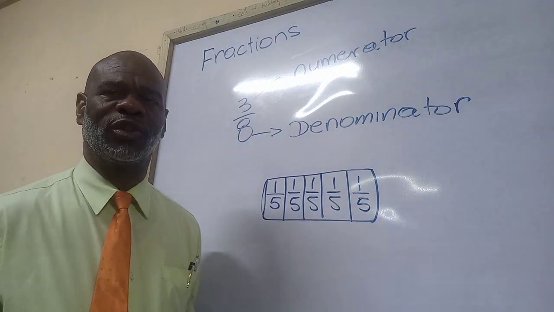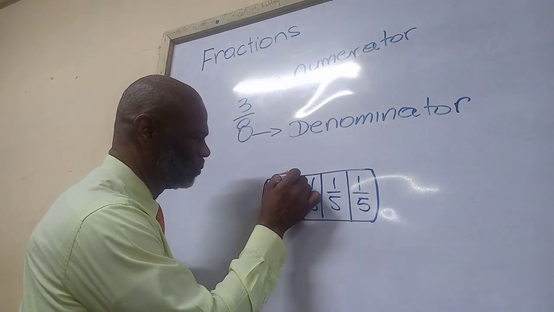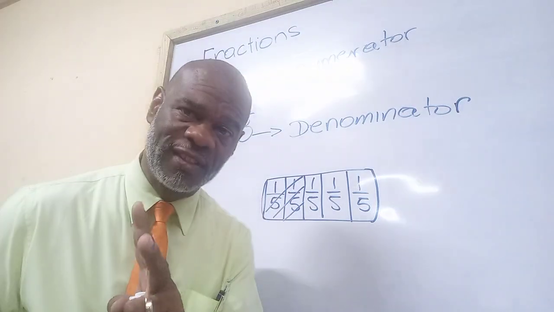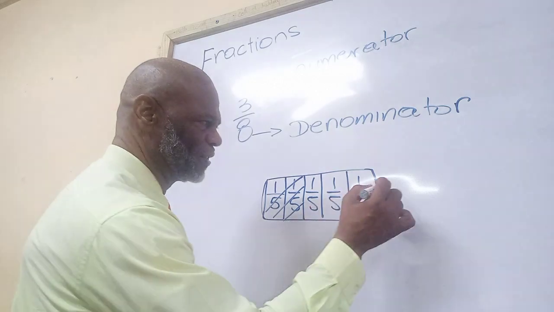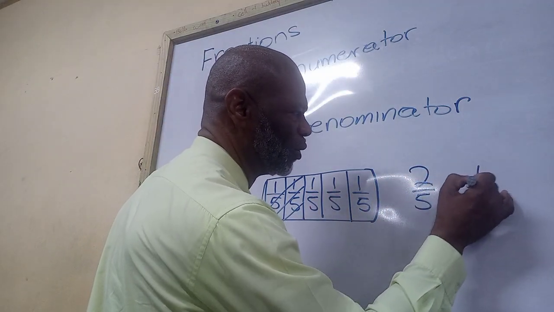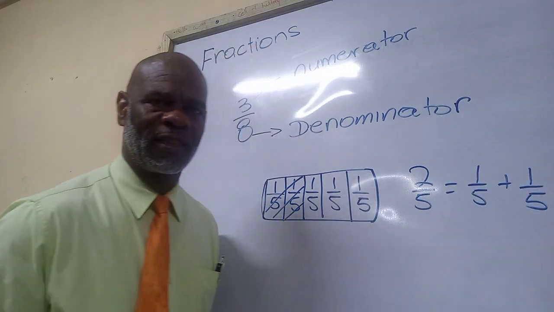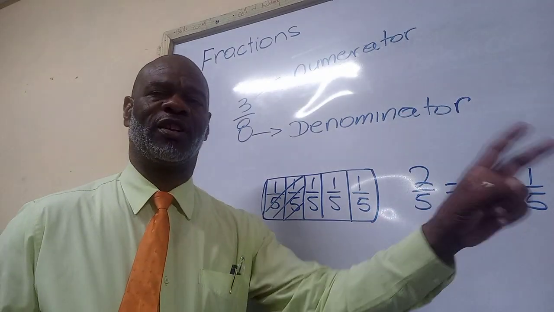Now if I take out 2 parts, that would make what? So I take out these 2 parts. Right? So how many fifths would I have taken out? Good. 2/5. That would be 2/5. That's equal to 1/5 plus another 1/5, right? So 2/5 equals 1/5 plus another 1/5.